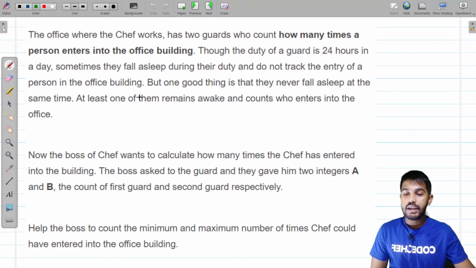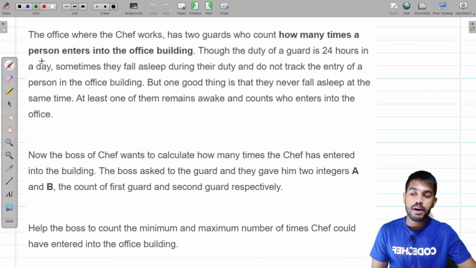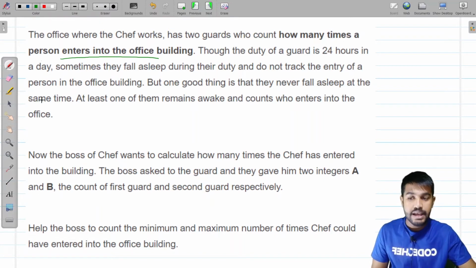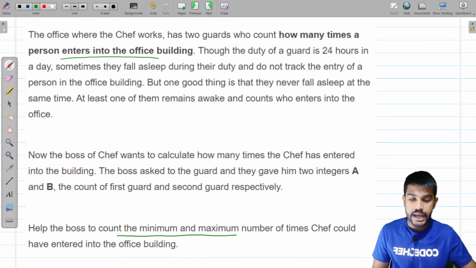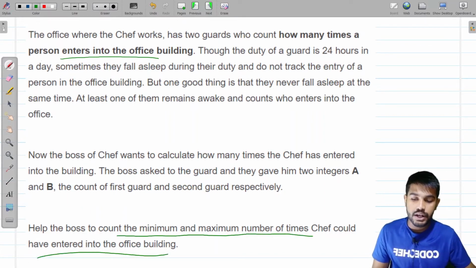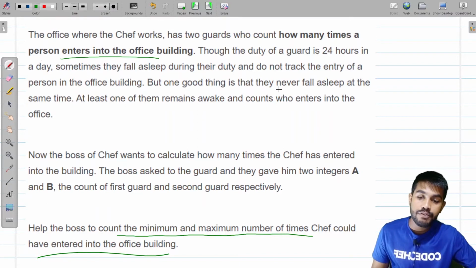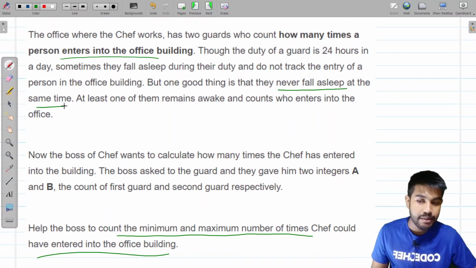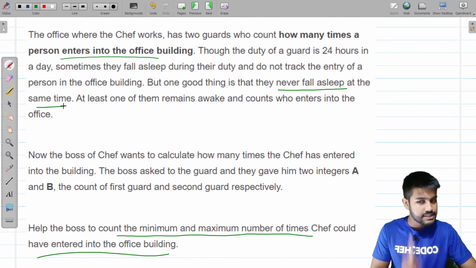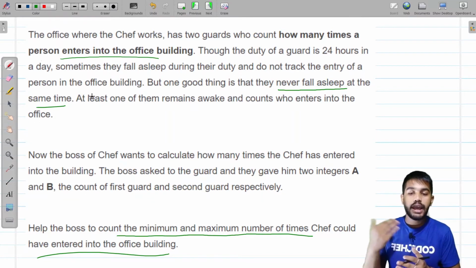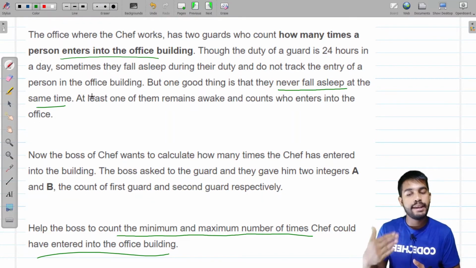So, we are given the count of the number of times a person enters into the office building, as counted by two guards. Then we need to report the maximum and the minimum number of times the chef could have entered into the building. But there is one condition: they never fall asleep at the same time, that is, at least one of them remains awake. While a guard is asleep, he won't count the entry of the person into the office building.